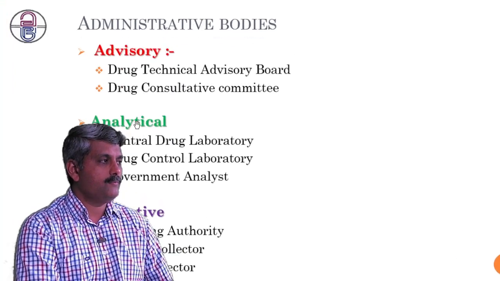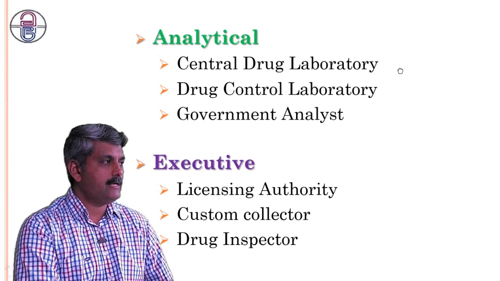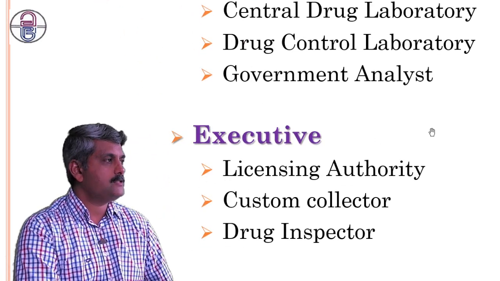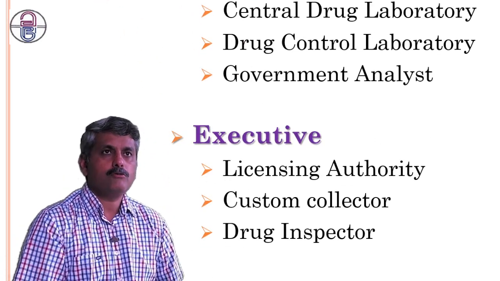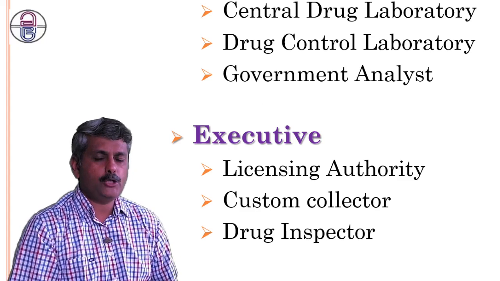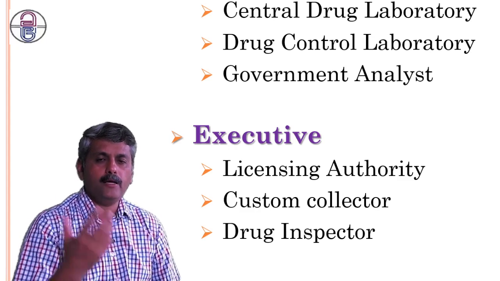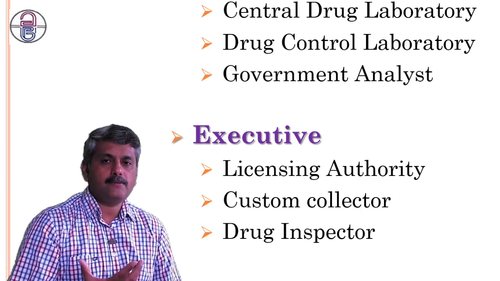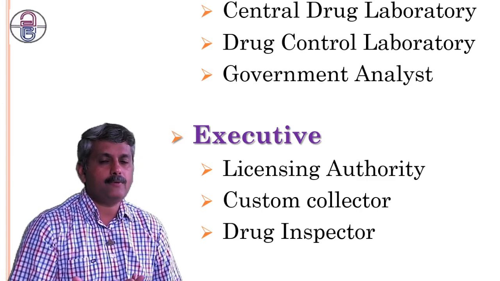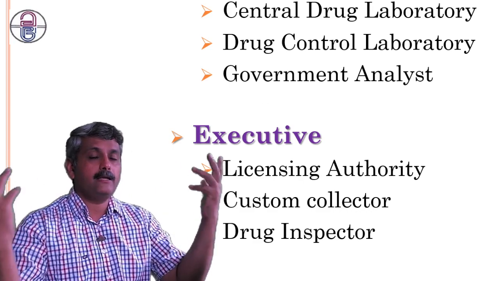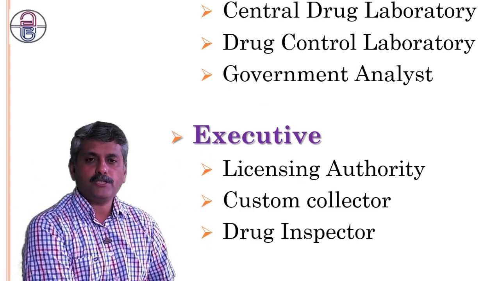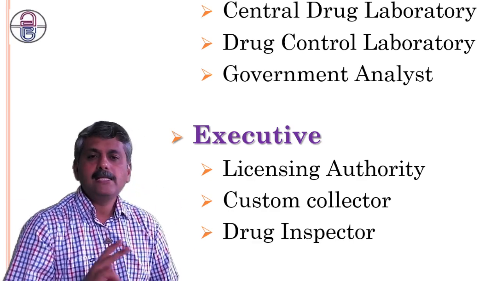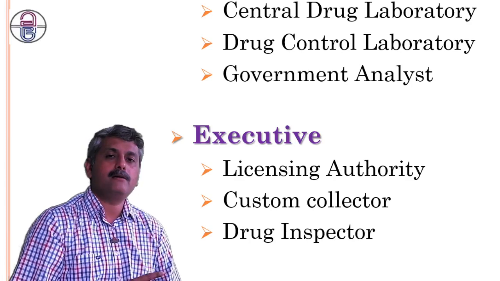In executive, there is one simple clue for you. Think of any executive office or executive room. Generally it refers to something lavish, with things like an LCD and projection. So remember LCD: L for Licensing Authority, C for Custom Collector, and D for Drug Inspector.